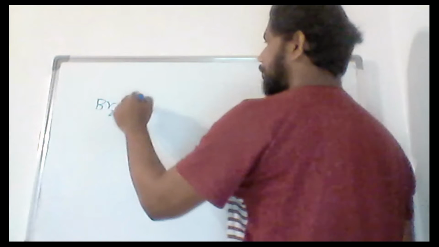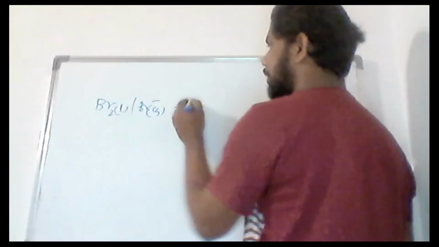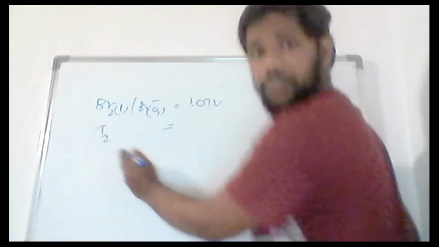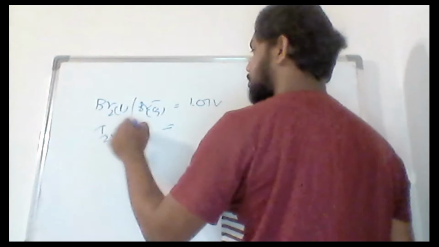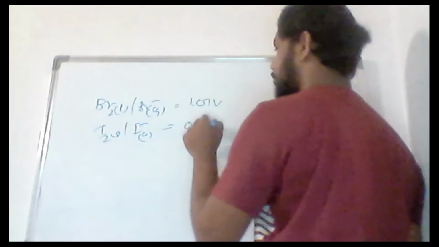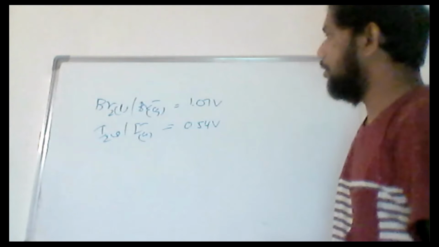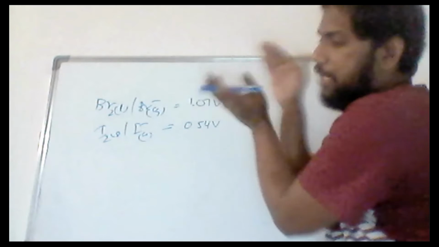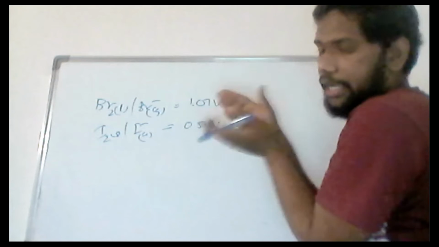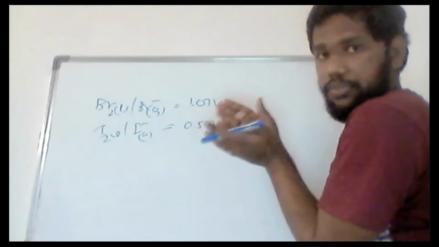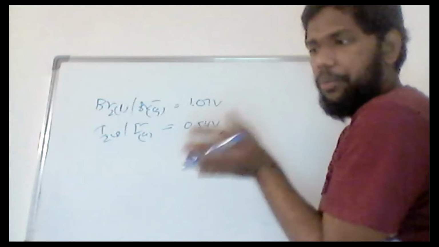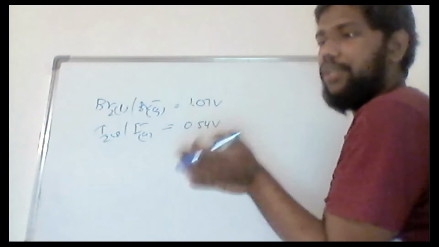Okay, so we have Br2 liquid to Br minus aqueous. It is given as 1.07 volt, and I2 to I minus, 0.54 volts. Okay, so if you can remember about our electrochemical series, I told you the elements on top are highly likely to be in the oxidized form, where their reduction potential is very low.